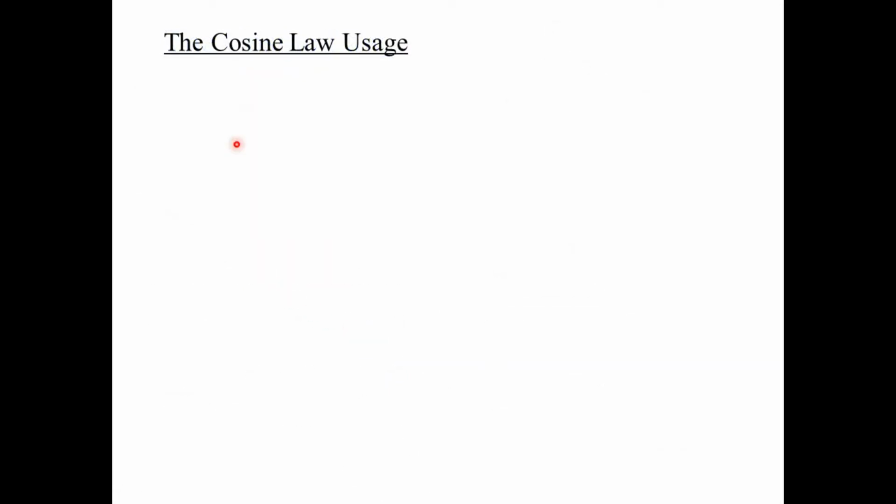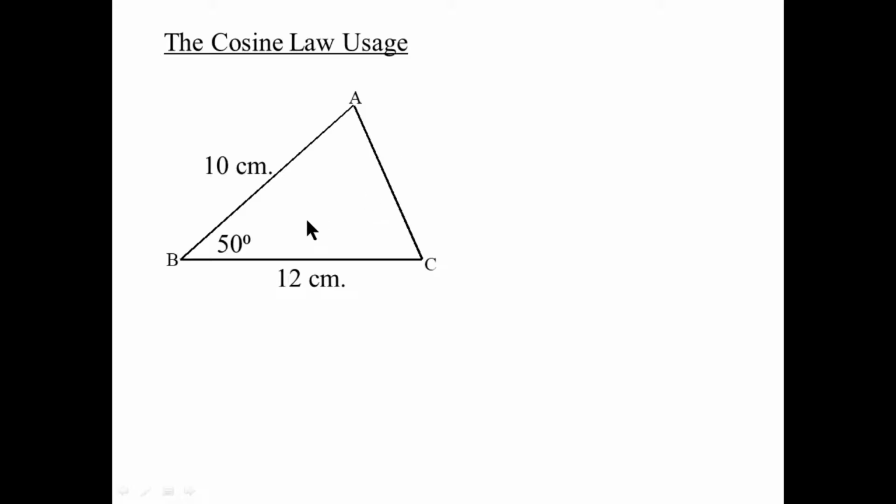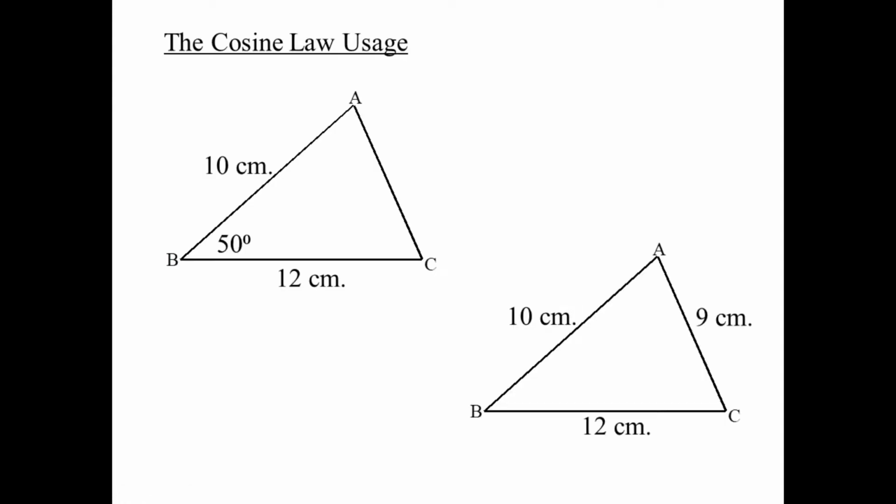When would you use this cosine law? Well, there are certain times when it's appropriate. One of them is here. If we know an angle and the two sides that enclose that angle. In other words, it's contained by these two sides that we know. So we have two sides and an angle in between them. We use the cos law for that. Also, if we know three sides and no angles at all, we use the cos law.